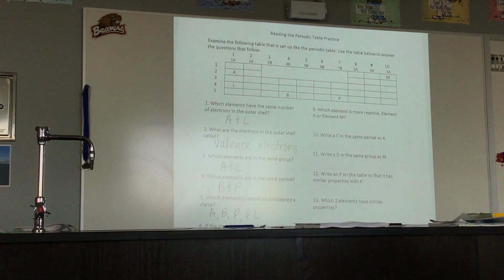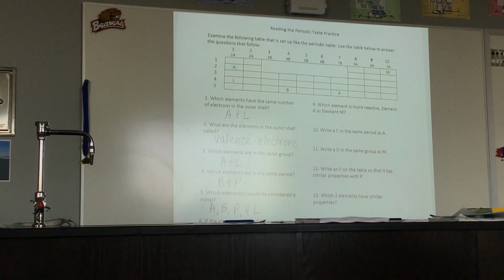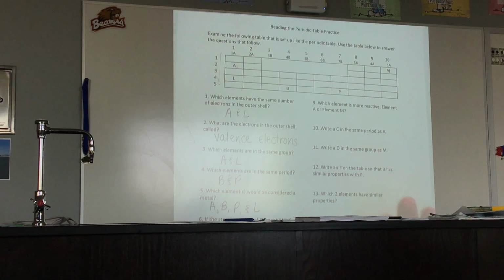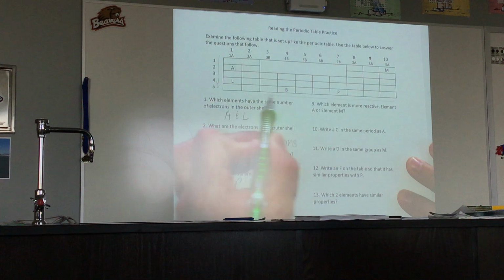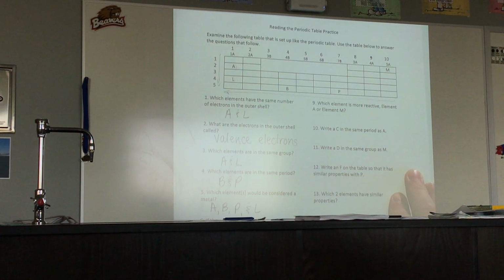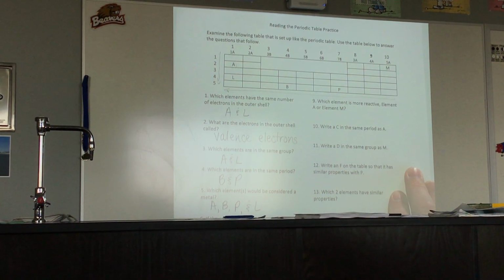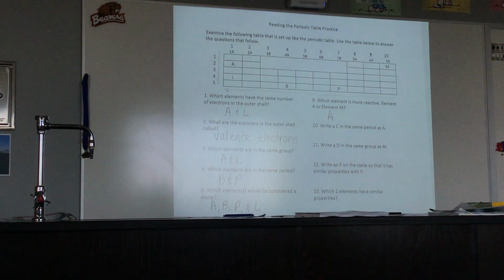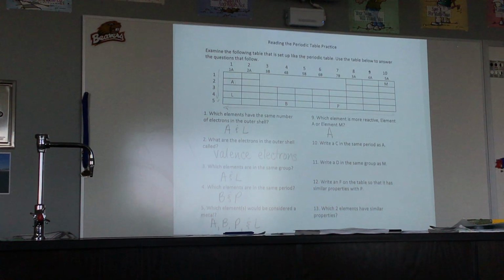Okay, why are we saying M? Do I have someone that wants to argue for M? Okay, so yesterday we learned that reactivity goes from top to bottom, but we also learned that reactivity goes from right to left. So A is further down the periodic table than M, but it is also further to the left. So yes, A is definitely more reactive than M, in both ways, down and over.